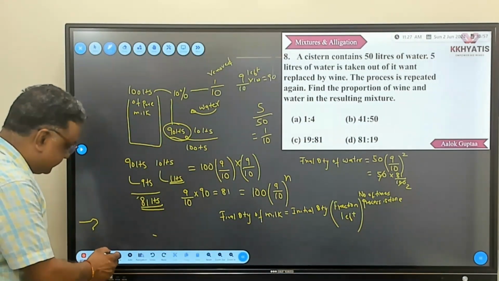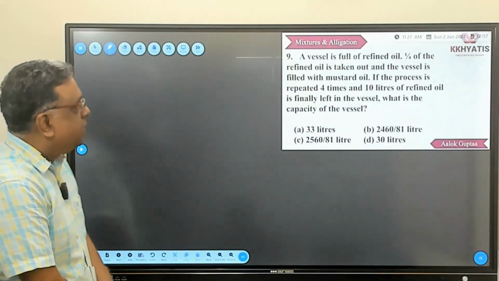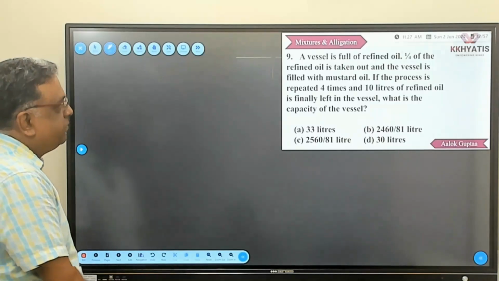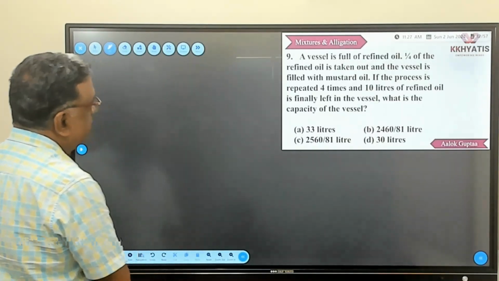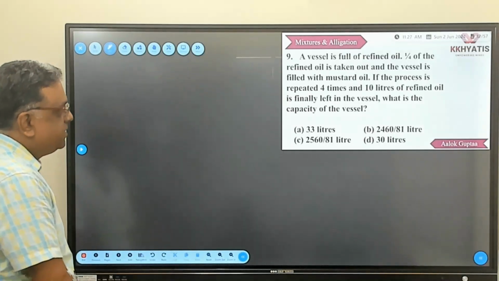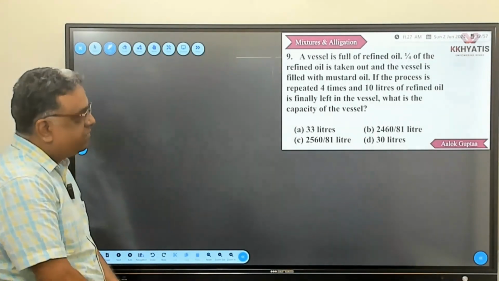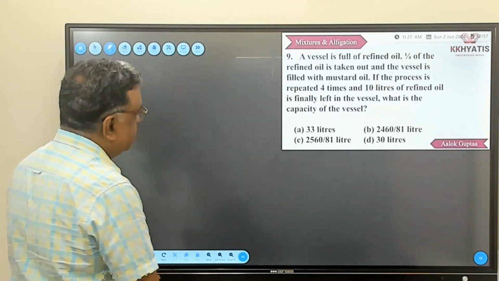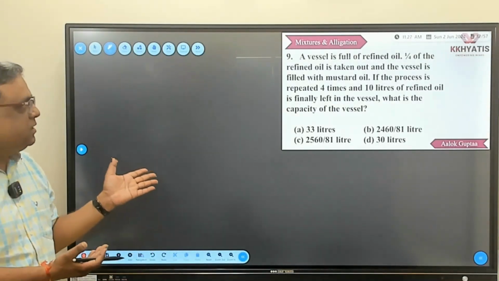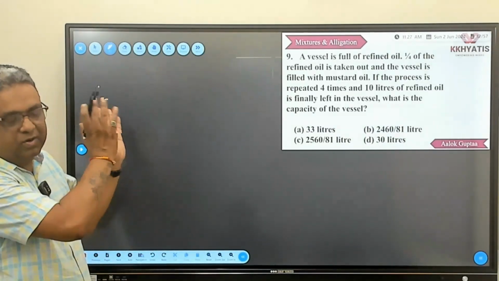Let's move ahead. A vessel is full of refined oil. 1/4 of the refined oil is taken out and the vessel is filled with mustard oil. If this process is repeated 4 times and 10 liters of refined oil is finally left in the vessel, what is the capacity of the vessel? The same concept which we discussed. In this case, I have been given the final quantity of refined oil.